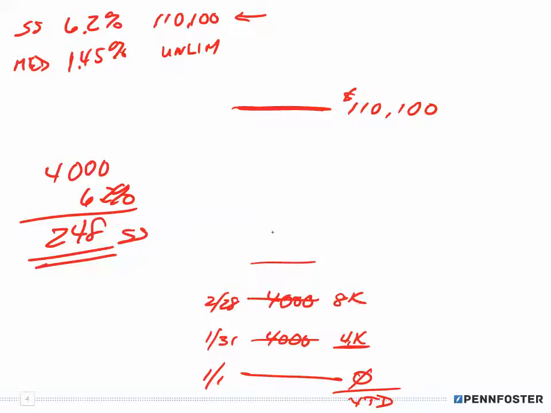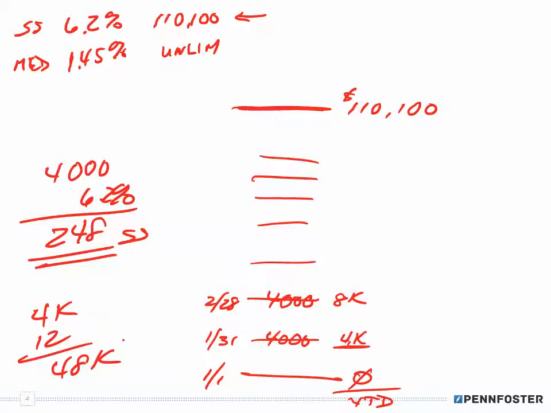Okay, and we can continue on doing this for all 12 months during the year. And we know that 4,000 times 12 is only 48,000, okay? And since that's below the 110,000, we know that each and every paycheck we're going to have to pay that Social Security tax of 6.2% and have the deduction of $248.